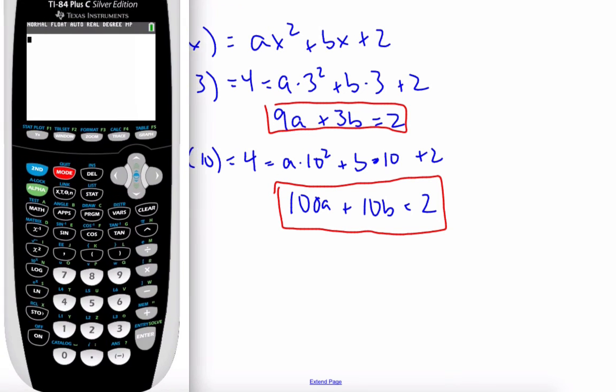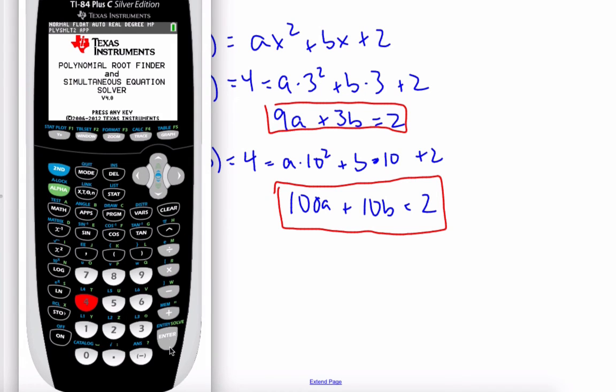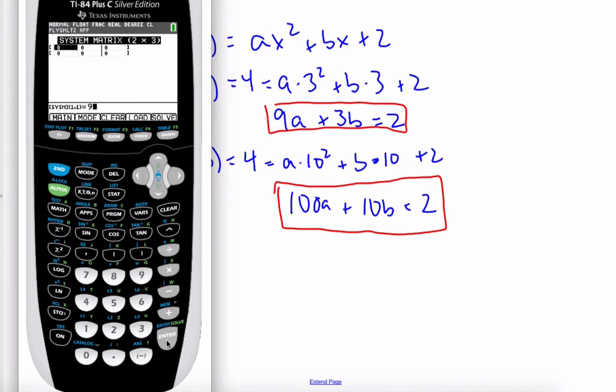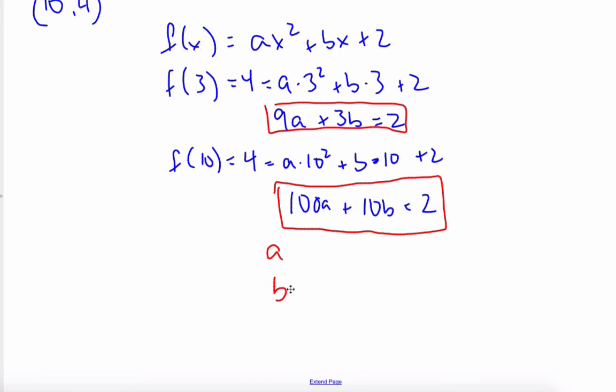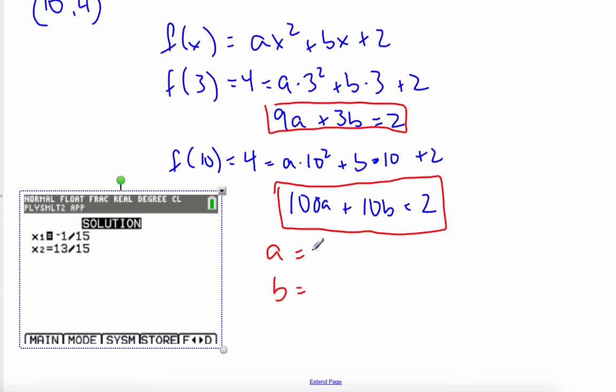And I'm going to use my calculator for this. If I go to polysimultaneous, we're going to do number 2, 2 equations, 2 unknowns. I plug in my 9, my 3, my 2, and my 100, my 10, and my 2, and I hit solve. And I get my a value and my b value, which will be negative 1/15 and 13/15.